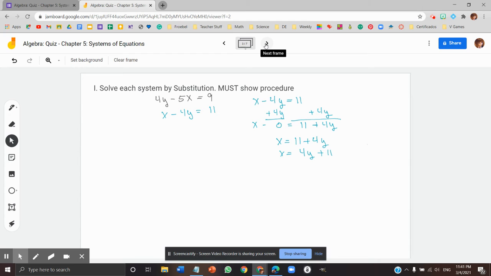Now that I have what x is, I can now substitute, right? I know that this is going to be x. And remember that I used my second equation to do this, so I have to substitute it in my first equation. So I have to substitute it with this x right there.